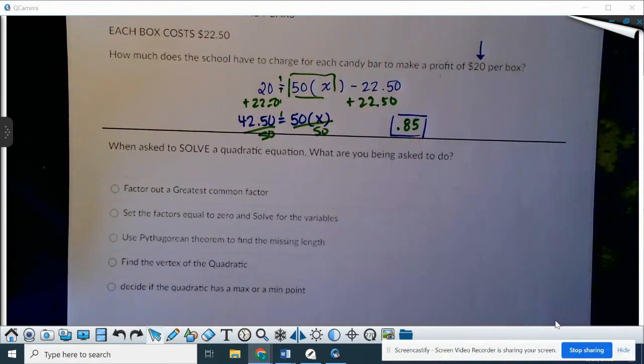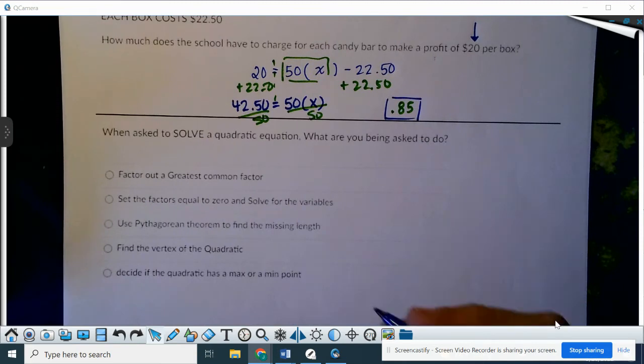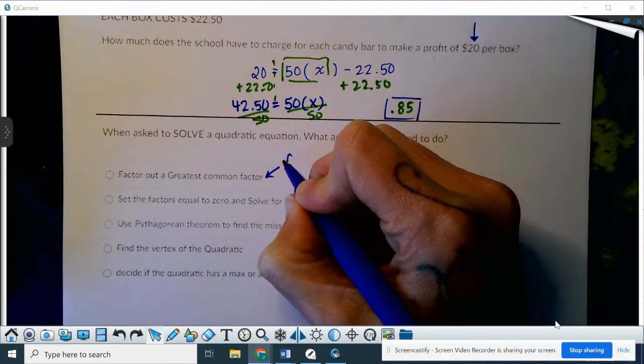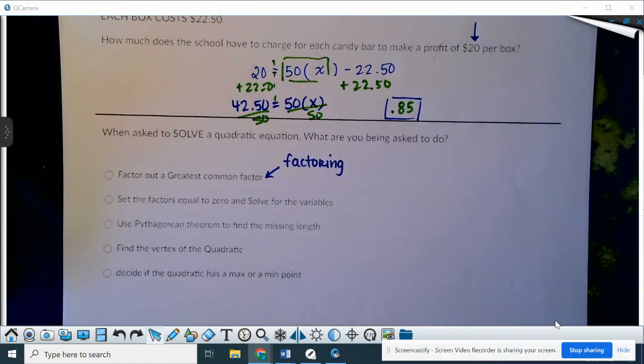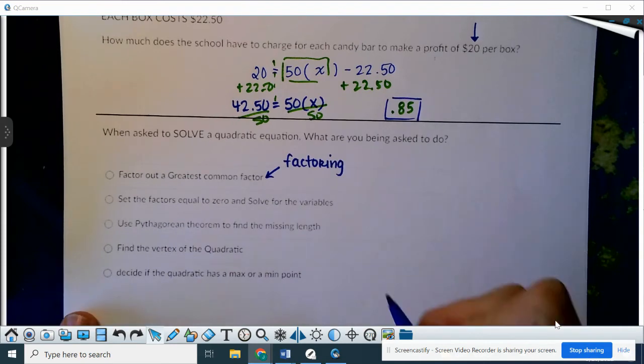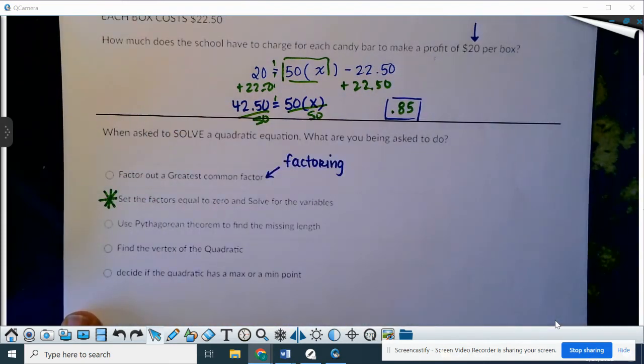All right, so when asked to solve a quadratic equation, what are you being asked to do? Factor out a greatest common factor. That is factoring, and you do want to remember to do that. Factoring is what you would do before you can solve. Set the factors equal to 0 and solve for the variables. That is the final solving part.